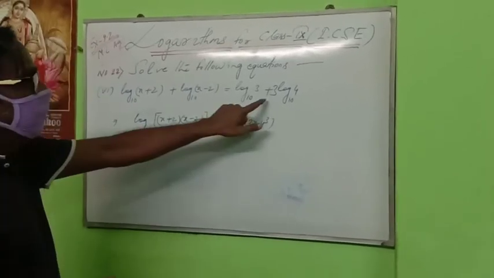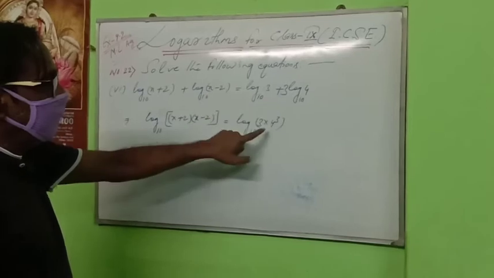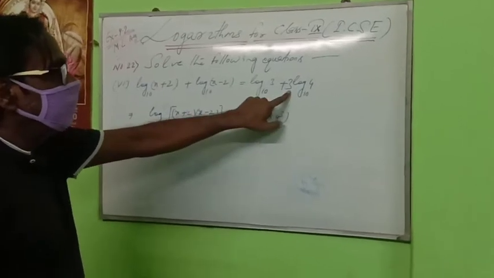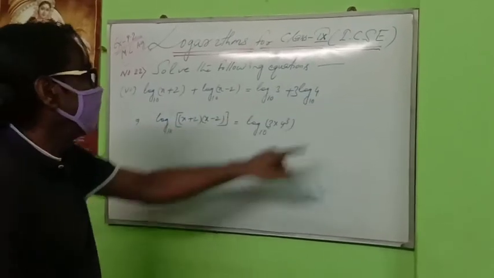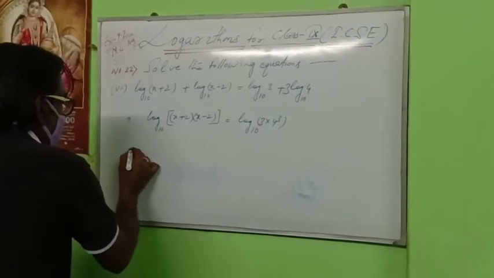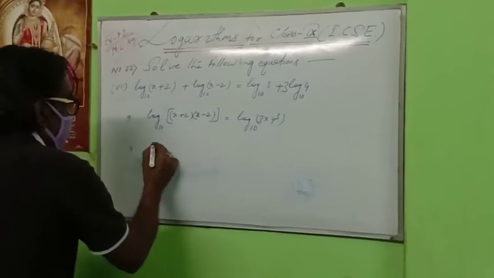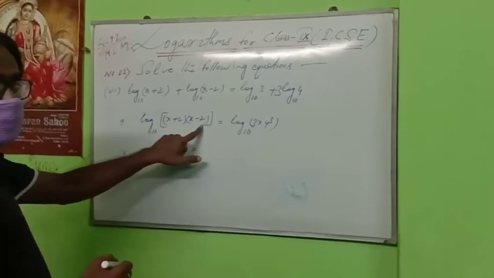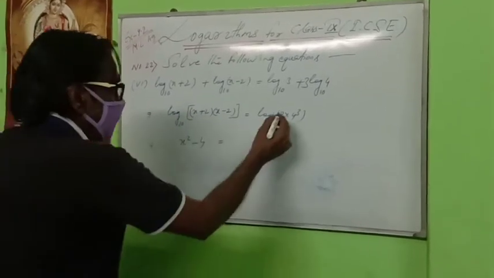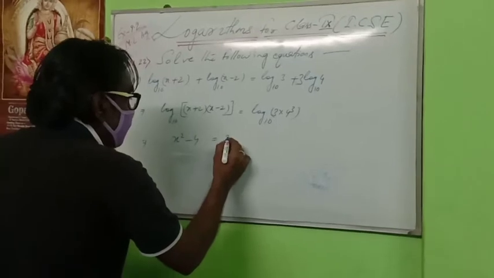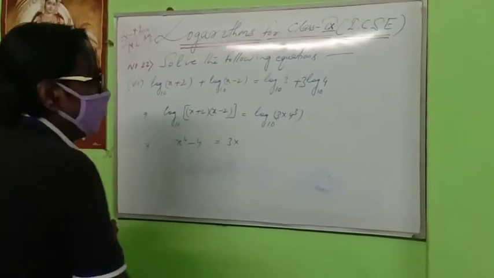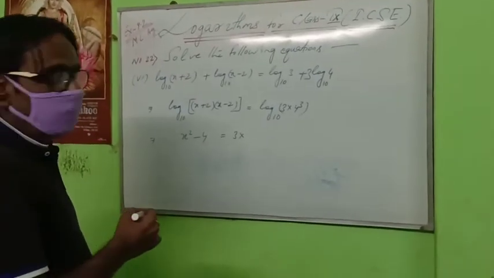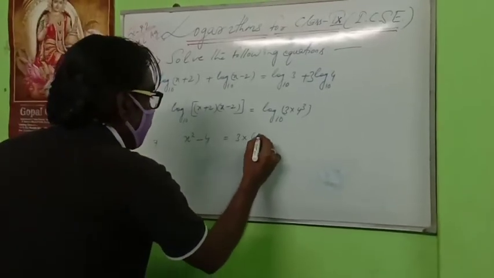Why? Because this plus sign given. Plus means you have to multiply. This 3 will be power, 4 cube. Now taking anti-log both sides, this will be how much? x square - 4, a plus b into a minus b, a square - b square. This side is what? 3 into 4 cubes are how much? 4 into 4 into 4, 64.